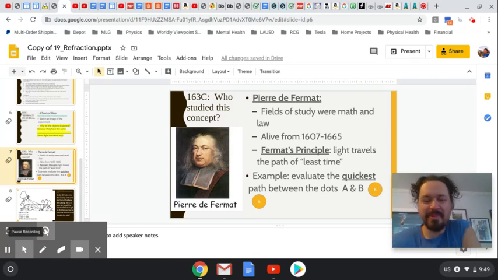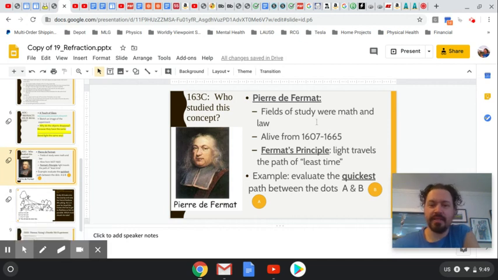Who comes up with this stuff? Well, Pierre de Fermat. This guy is still relevant in physics classes. When I got my bachelor's degree in physics, we learned about him. He studied math in the 1600s, and he came up with a principle that said that light travels the path of least time. So light's going to go in the direction that makes it take the shortest amount of time.